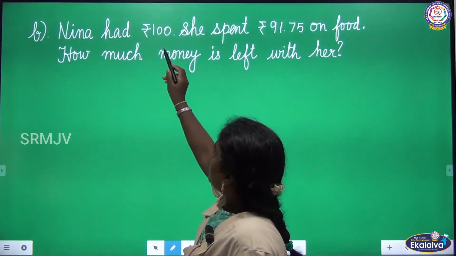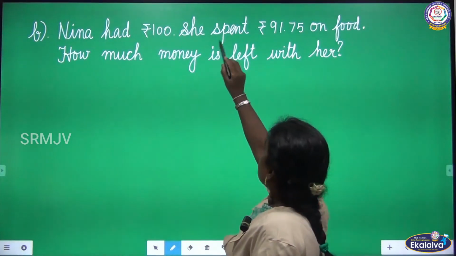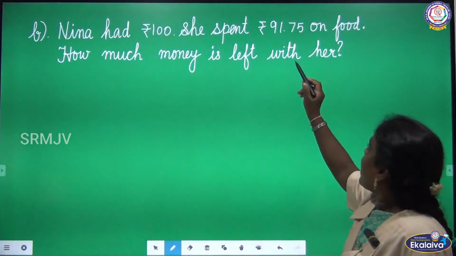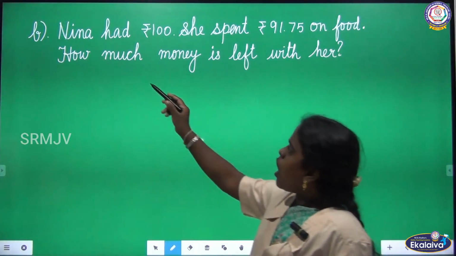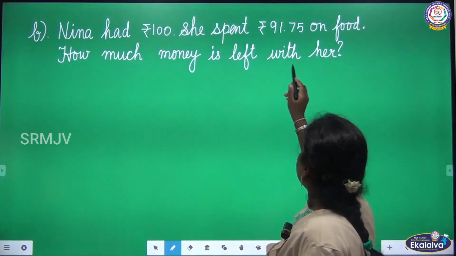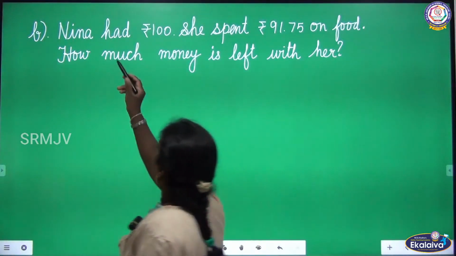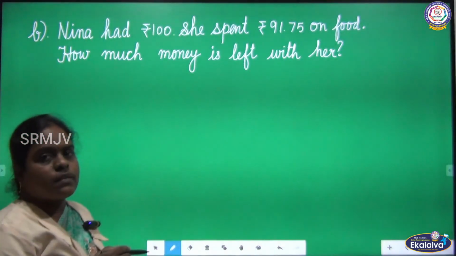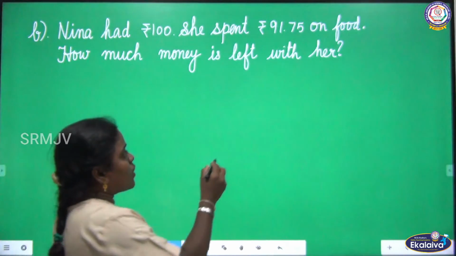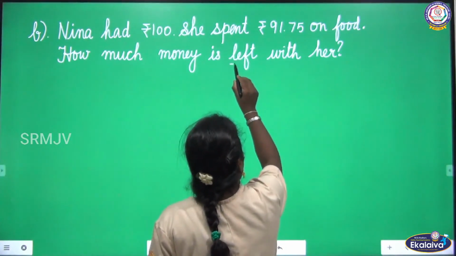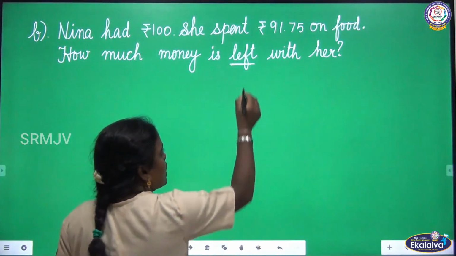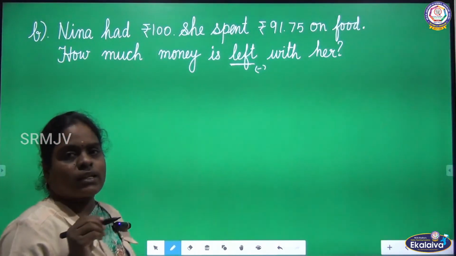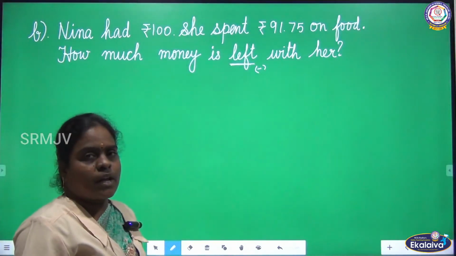Nina had rupees 100. She spent rupees 91 and 75 paise on food. How much money is left with her? Listen, she had some amount and she spent 91 rupees and 75 paise on food. We are going to find out how much is left with her. Listen the word left, children. This is the clue word of subtraction. So we are going to subtract the given amounts.